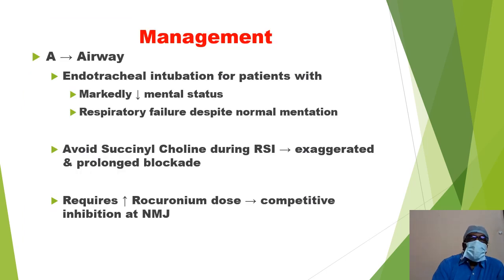Coming to management, all emergency management starts with ABC. A is airway management. You have to see that the patient has a patent airway. If the patient has markedly decreased mental status, or respiratory failure despite normal mentation, you should do endotracheal intubation. During intubation, better avoid succinylcholine because it can cause exaggerated and prolonged blockade. So what drug do we use? That is rocuronium. The problem with rocuronium is that it requires increased doses, because there will be competitive inhibition at the neuromuscular junction between rocuronium and the organophosphorus compound the patient has already taken.